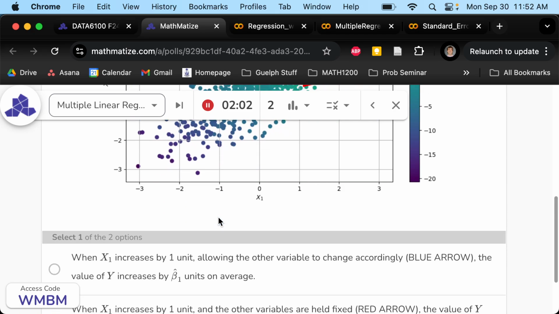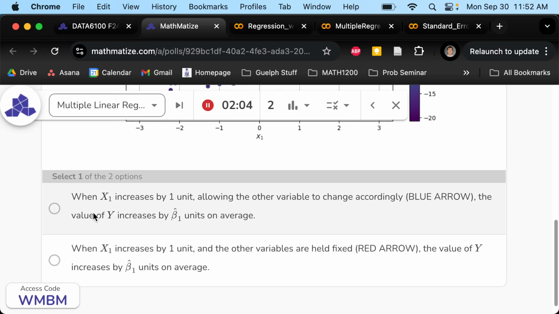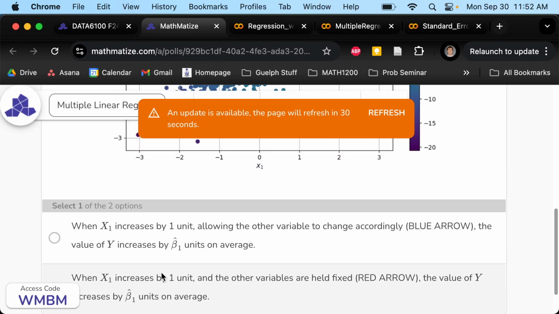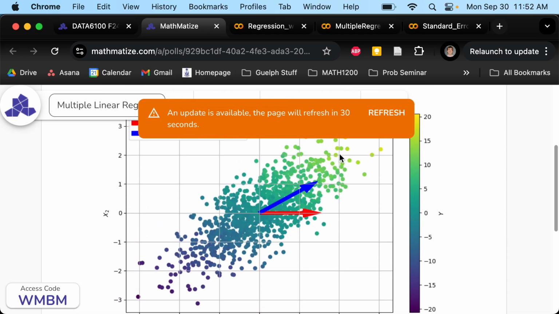And I think the way I wrote out these 2 options are like this. When x1 increases by 1 unit, allow the other variables to change accordingly. That's the blue arrow. The value of y increases by beta hat 1 units on average. So when you increase x1 and x2 along that blue arrow, then y increases by beta hat 1 units. Or the other option is x1 increases by 1 and x2 is fixed. That's the red arrow. Then y increases by beta hat 1 units on average. So those are the 2 choices.